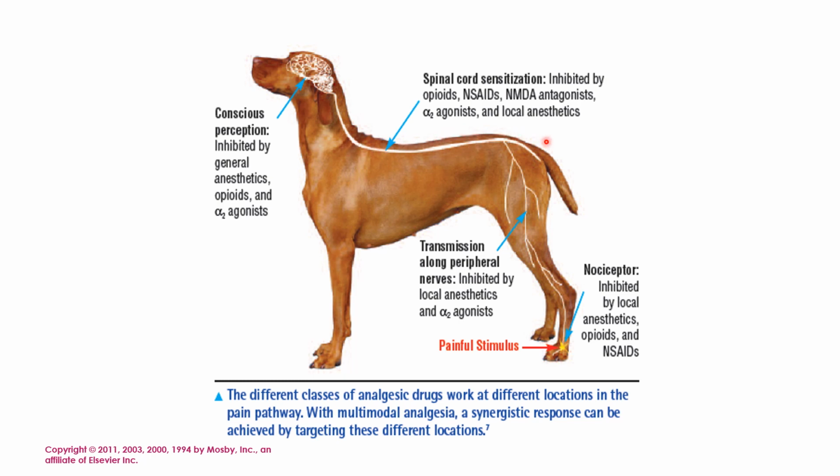where sensitization and modulation take place, this can be inhibited by opioids, NSAIDs, non-steroidal anti-inflammatory drugs, and NMDA antagonists. So this is our ketamine, our dissociative anesthetic. We also have our alpha-2 agonists and our local anesthetics. For the perception process, this can be inhibited by general anesthetics, opioids, and alpha-2 agonists.